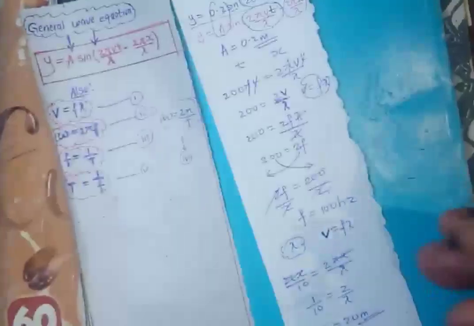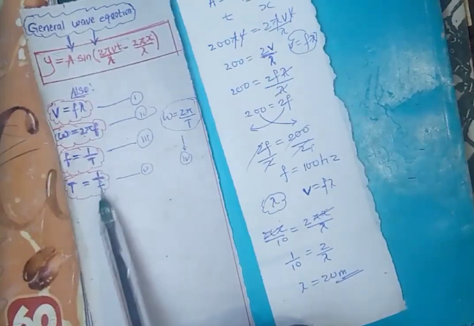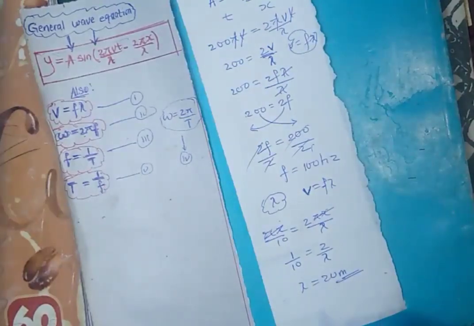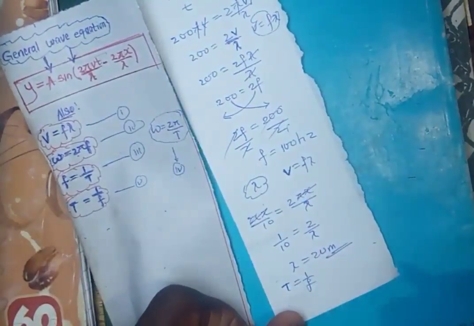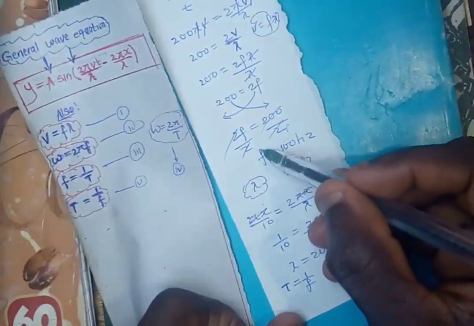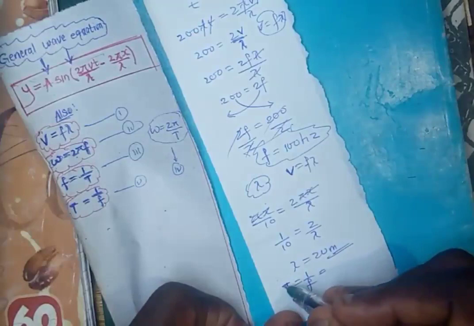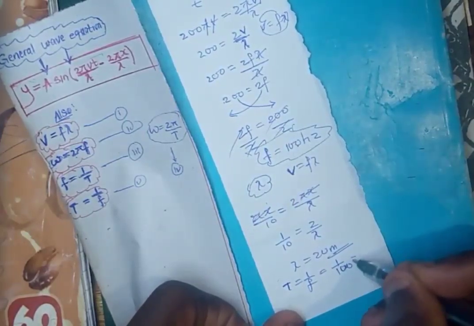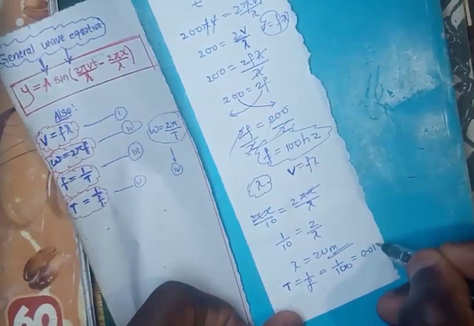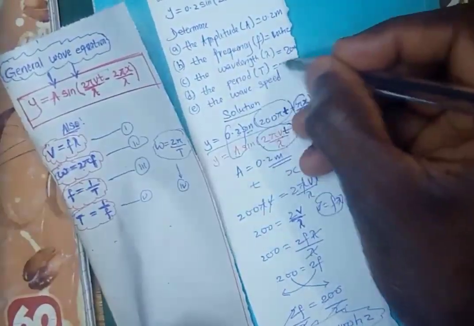Now to the period. According to the formula given here, period is the reciprocal of frequency, or frequency is the reciprocal of period. We have T is equal to 1 over f, right? Since we have determined our frequency here, we can replace it. So T will be 1 over 100, and we arrive at 0.01 second. Second is the unit of period. Now we have also determined our period to be 0.01 second.